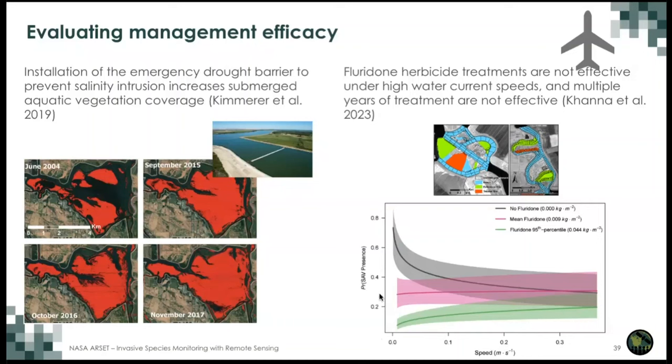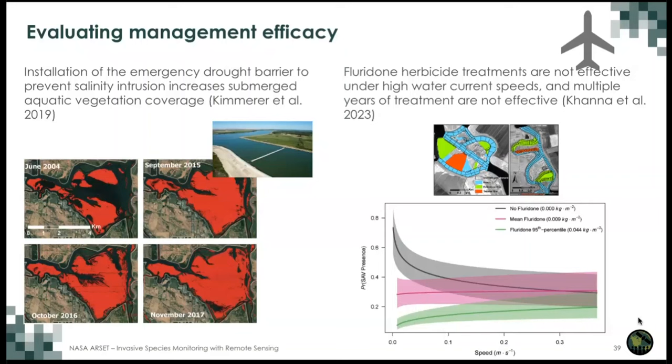And we can see three different treatment examples here. The black line is when you have no fluridone present, so just imagine that we're not using any herbicide application at all. And in general, you see that submerged aquatic vegetation presence declines with current speed. When you apply fluridone, one of the things you see at very low current speeds, which is what the pink line and the green line are showing, the mean concentration of fluridone and a very high dose of fluridone, is that it does indeed decrease the probability of submerged aquatic vegetation presence at low current speeds. However, at high current speeds, it seems to be not making any difference relative to the control site, or that site with no treatment whatsoever.